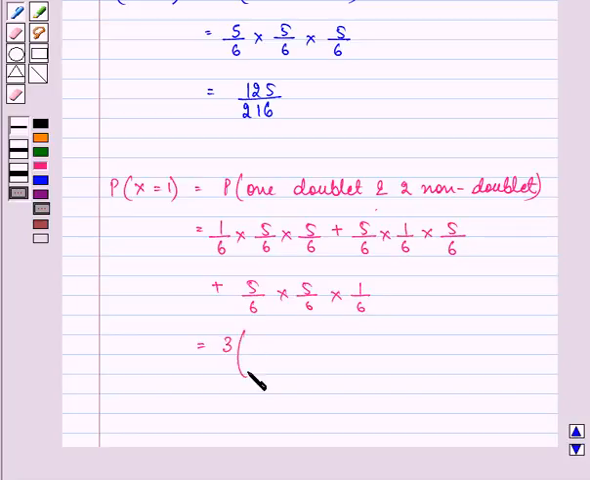Then, after simplifying it, we have the value as 3 times 1 by 6 into 5 by 6 into 5 by 6. That is further equal to 25 upon 72.